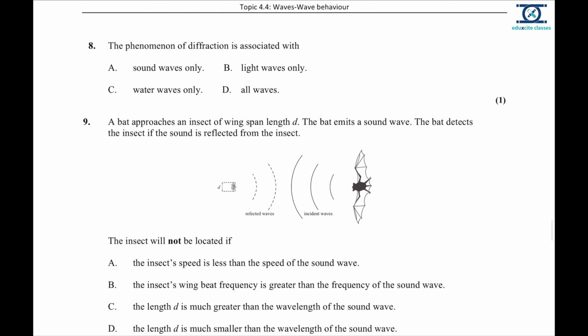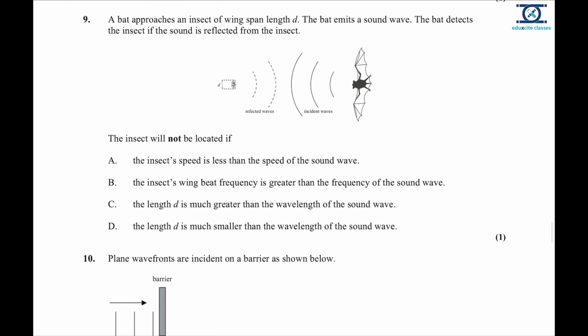Now the phenomenon of diffraction is associated with what? All types of waves. Diffraction happens with all waves. It is not only with sound or light, it happens with all waves. Now the next question is on the condition of diffraction. A bat is approaching an insect with a span length d. The bat emits a sound wave. The bat detects the insect if the sound is reflected from the insect. Which insect will not be located?